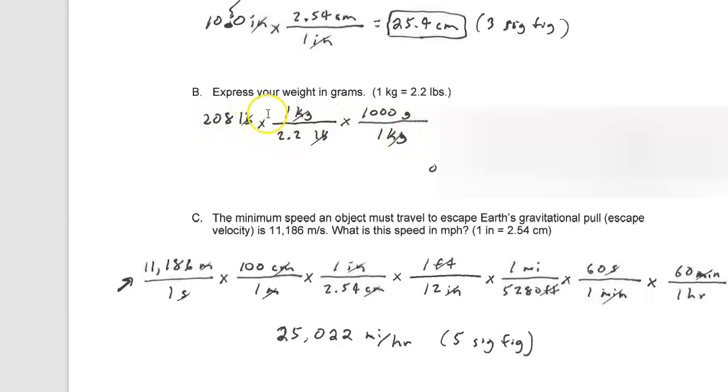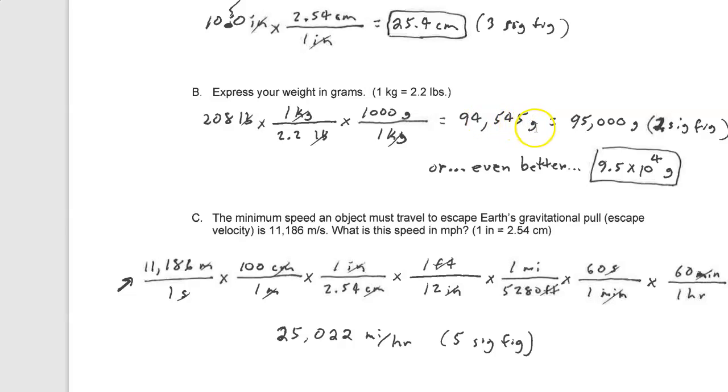Now we're ready to do the numbers. So we got 208 times 1, which I think is 208, times 1,000, which is probably 208,000. And then divide that by 2.2, and then divide that by 1 if you want to. And what you'll get is 94,545 grams. All right, but do we really know my mass to the nearest gram, given the data that we have? Well, let's take a look.